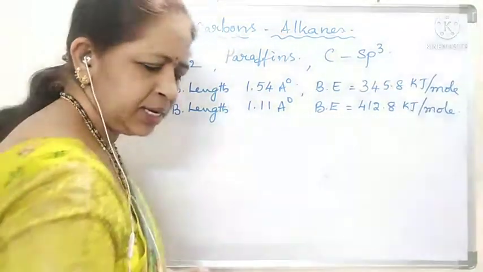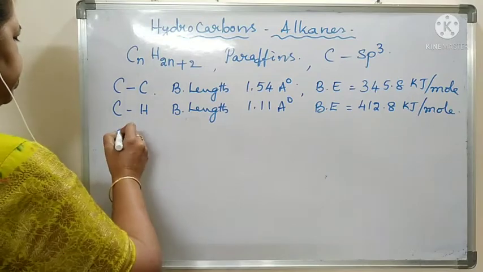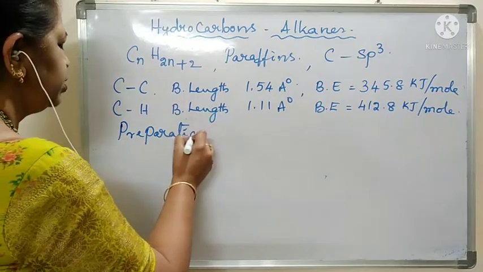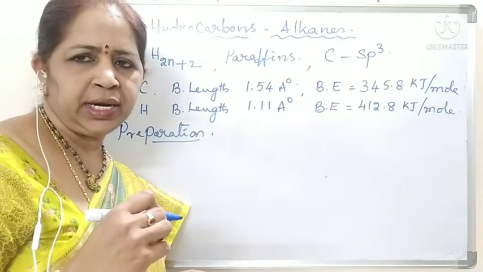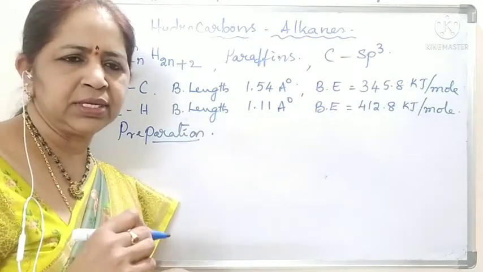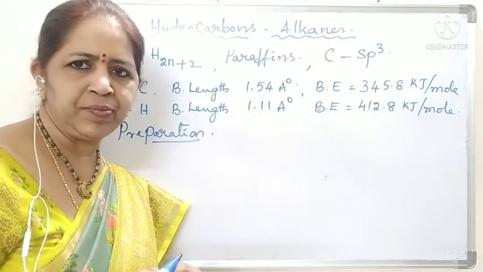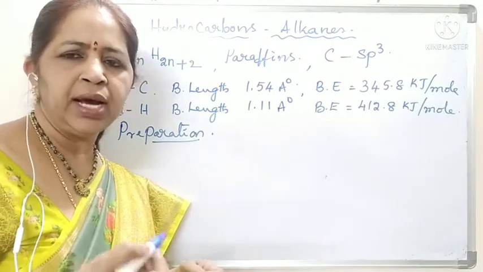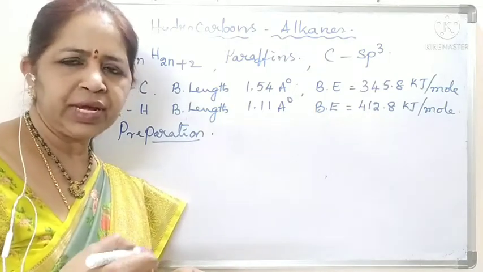Now let us see the preparation of alkanes. In the preparation, the first one is hydrogenation of unsaturated hydrocarbons. Unsaturated hydrocarbons are alkenes and alkynes. So, alkenes and alkynes can be hydrogenated. Hydrogenation means addition of hydrogen in presence of a catalyst.